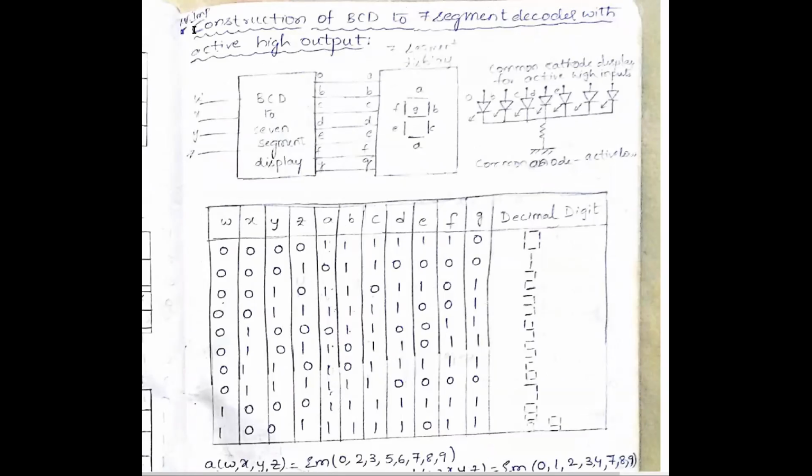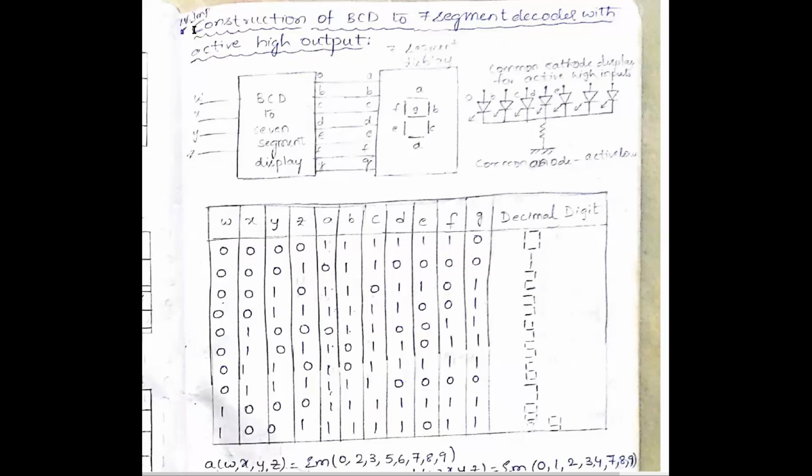Now see, everyone look carefully. This is the most frequently asked question: construction of a BCD to 7 segment decoder with active high outputs. There are two questions here: construction of a BCD to 7 segment decoder with active high output, and the second one is active low. We have to identify what a 7-segment decoder is.